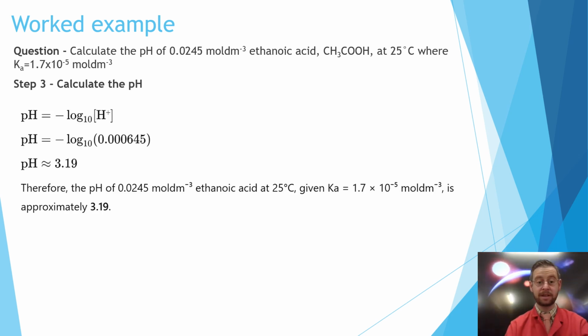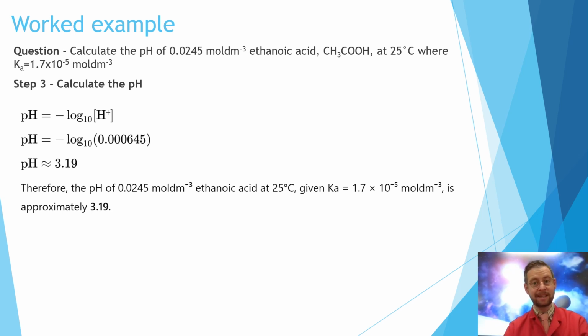And what we can, of course, do is substitute that straight into the equation for pH. pH is negative log to the base 10 of the concentration of the H plus ion. And so we substitute that number that we just found, 0.0000645, and we calculate that the pH is equal to 3.19. And so that is the pH of this ethanoic acid. It's a simple calculation, so expect to do it in the exam.